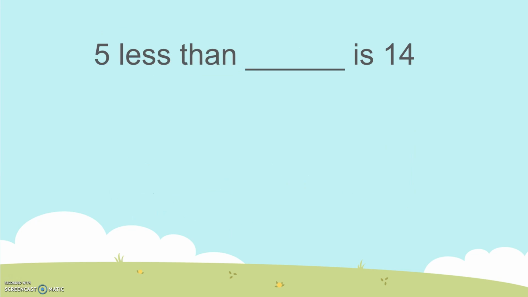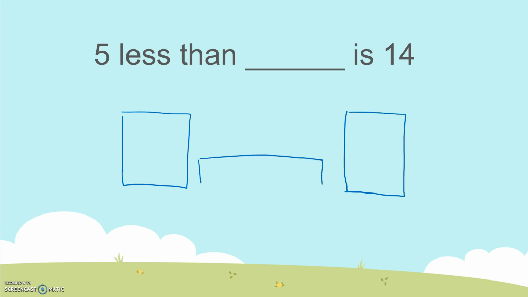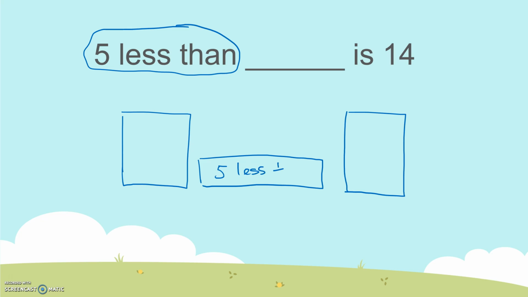Now we have this, 5 less than something is 14. Same thing, we draw the boxes. We have two boxes for the main numbers. The middle is the comparison. Put in the comparison first. 5 less than. Then this number we don't know because it's a blank. And this number is 14. So 14, we don't read the 5. 14 is less than something. So 14 is less. So 14 is smaller.